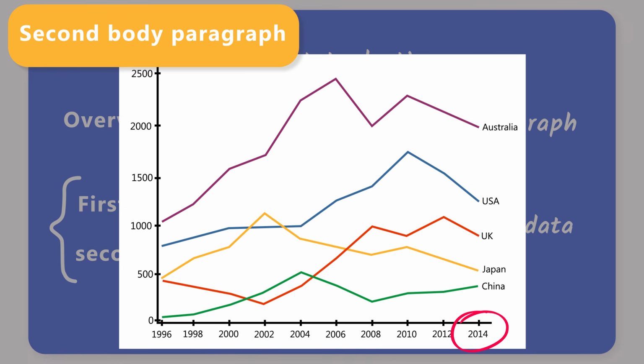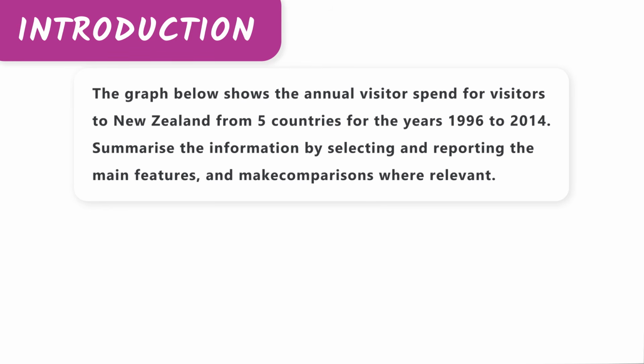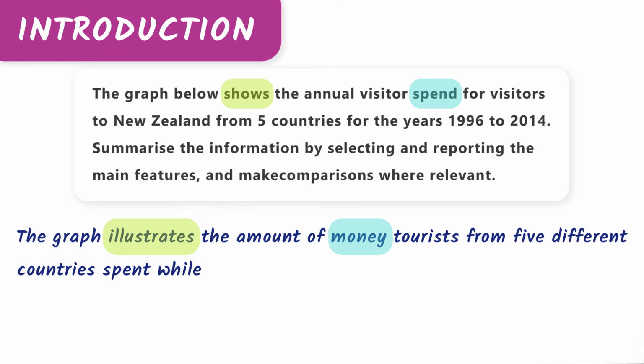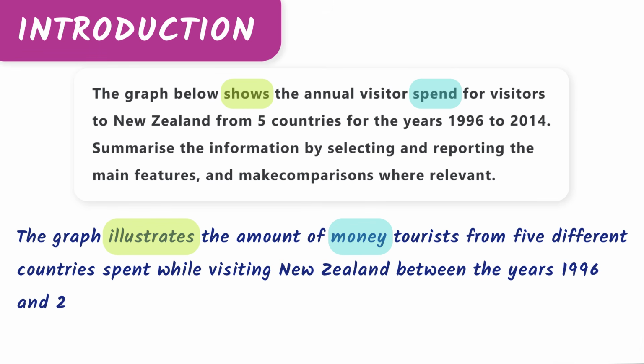All right, so let's start writing our first paragraph, which is the introduction paragraph. In the question, there is: the graph below shows the annual visitor. This is the question. So I'm going to write: the graph. Maybe you can write shows, maybe you can write illustrates. That's okay. The graph illustrates the amount of money. So instead of spend, we write money. Tourists from 5 different countries spent while visiting New Zealand between the years 1996 and 2014.